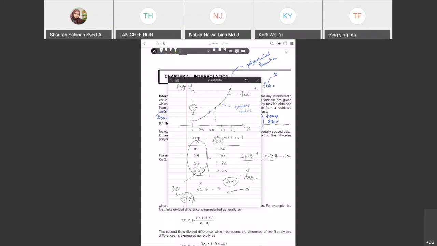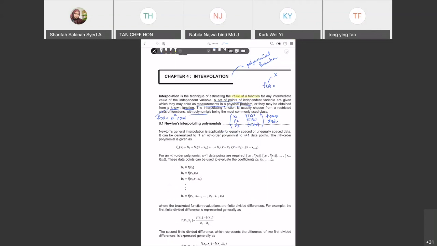So the graph may be x b plus. Okay, clear? All right, now we move to the method.